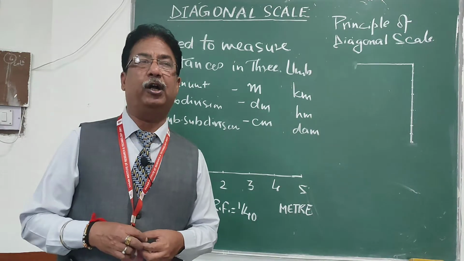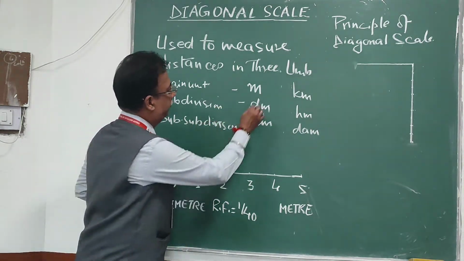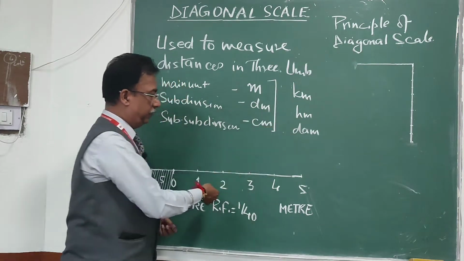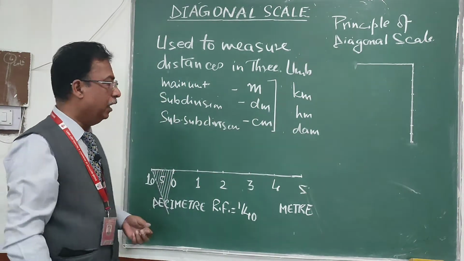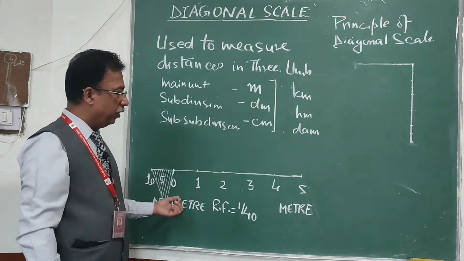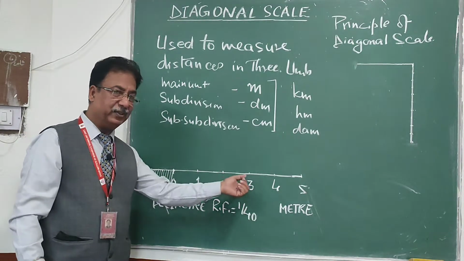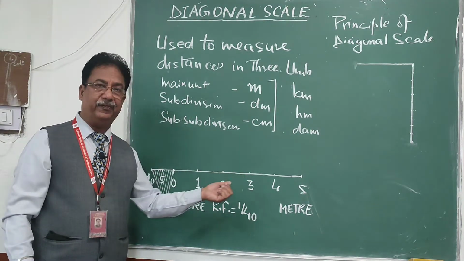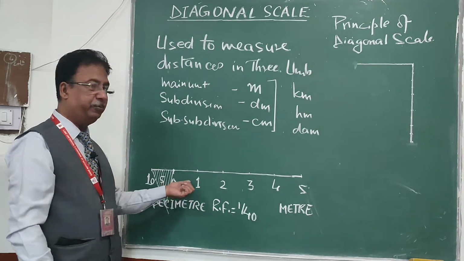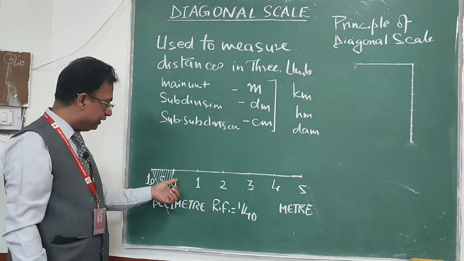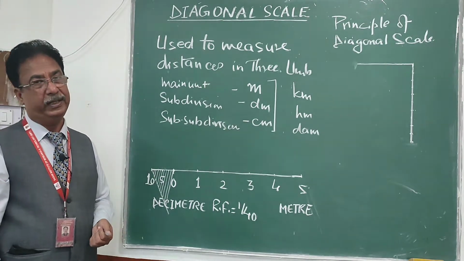Now suppose I modify this problem and say that I want to make a scale which can measure these 3 units, with the same other information, RF and maximum length. If I want to solve a problem of diagonal scale, the starting will be the same. We find the length of the scale and draw the line of 15 centimeter length. Then we divide that into 6 parts. So one part will be 1 meter, and we subdivide the first part into 10 parts. So one part will be 1 decimeter.